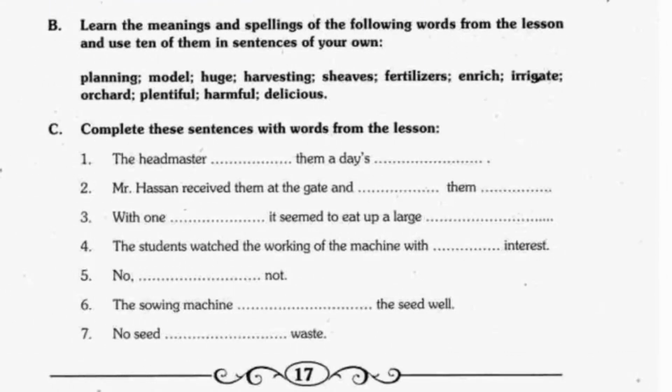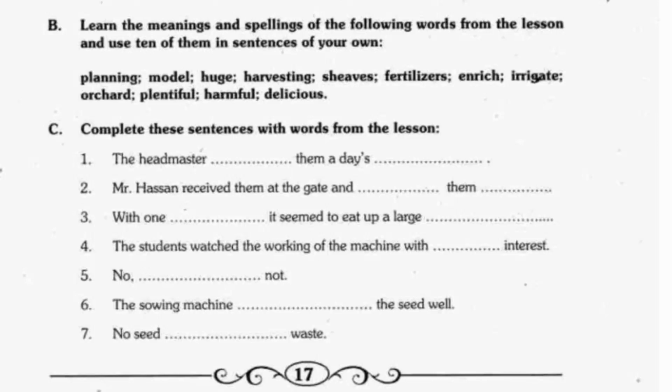Exercise B, learn the meanings and spellings of the following words from the lesson and use 10 of them in sentences of your own. As we have already gone through words and meanings, and more or less all the words in this list have been covered already, you don't need to do this exercise in your register furthermore. We will directly go to exercise C. Complete these sentences with words from the lesson.